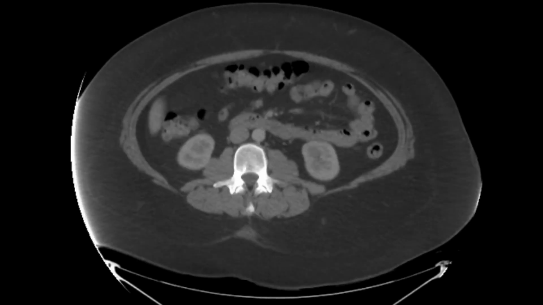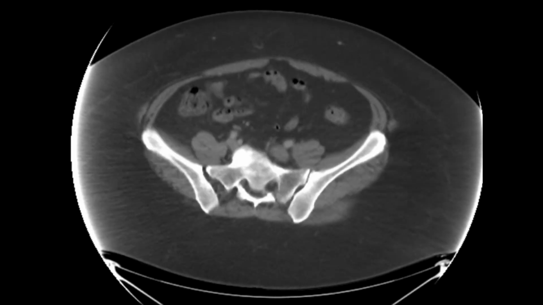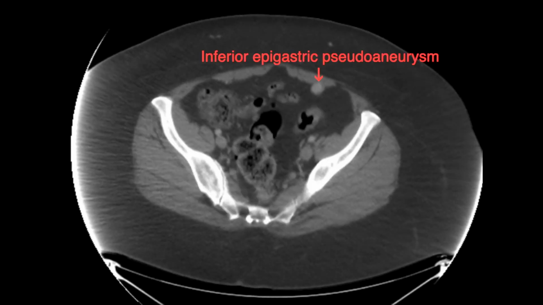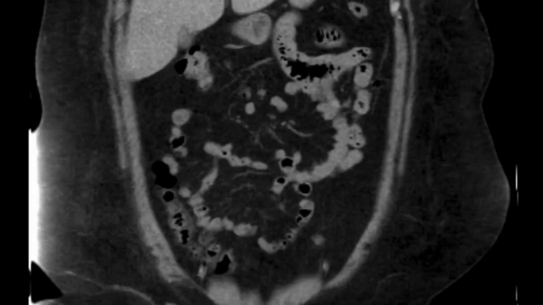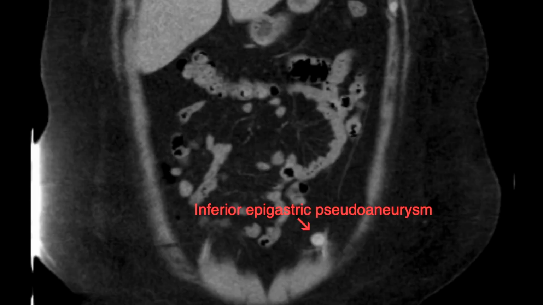Demonstrated here is the CT abdomen and pelvis that shows a 1.5 cm inferior epigastric pseudoaneurysm. Shown here is the demonstration of this pseudoaneurysm in coronal view.